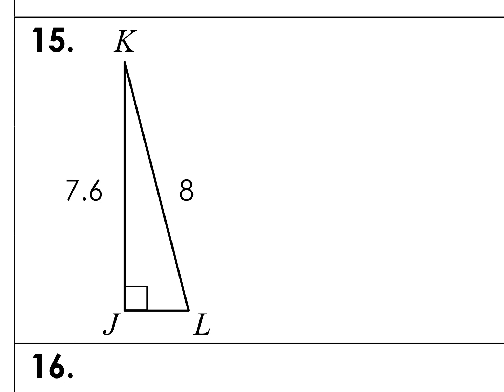Oh, man. There's no angles. Well, that's depressing. Can I use a trig function and use an inverse if I have the 8 and the 7.6? What if I want to find angle L right here? J and L is A, you're going to call that an A. The 7.6 is O, and the 8 is H.